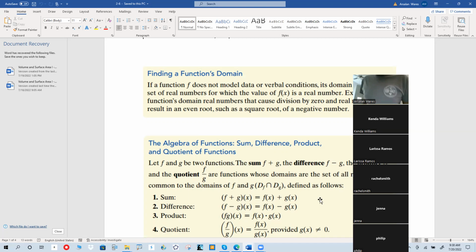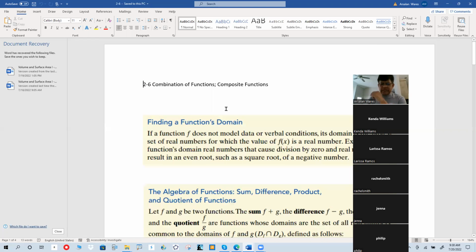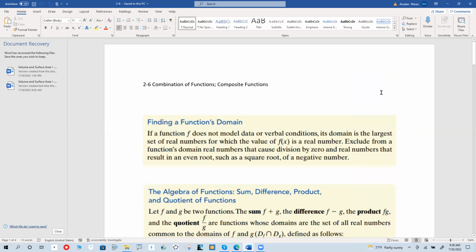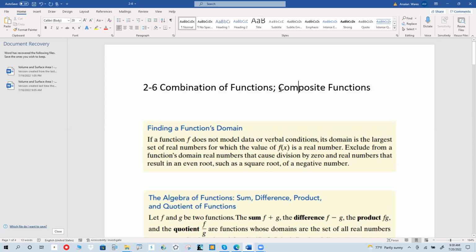Okay, guys. So the section we are starting is called combination of functions, which is a very easy concept. And composite function, which is slightly harder than combination of functions, but not really that hard. Now, next section 2.7 is about inverse function. Some of you will find it a little challenging.